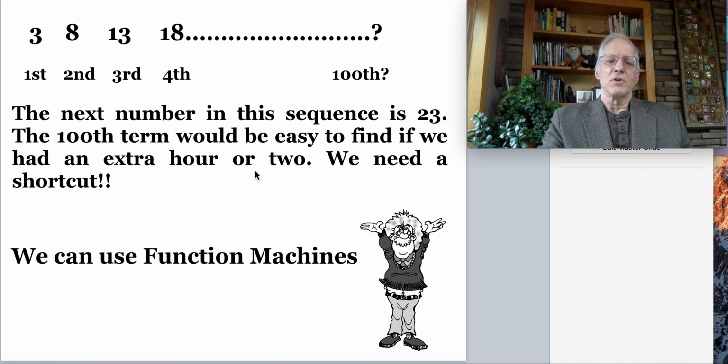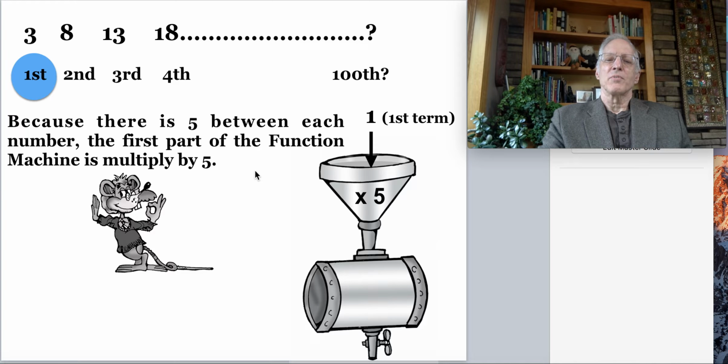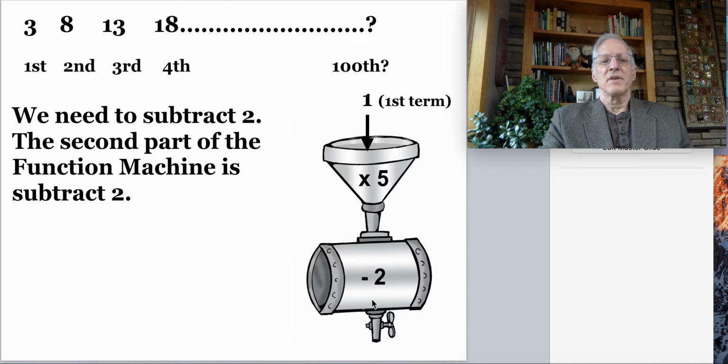And because there's 5 in between each one, the first part of the function machine will be times 5. So we're putting a 1 in for the first term. We want 3, but the first part of the function machine is times 5. 1 times 5 is 5. We want 3 to come out. So of course we have to put a minus 2 to get a 3.